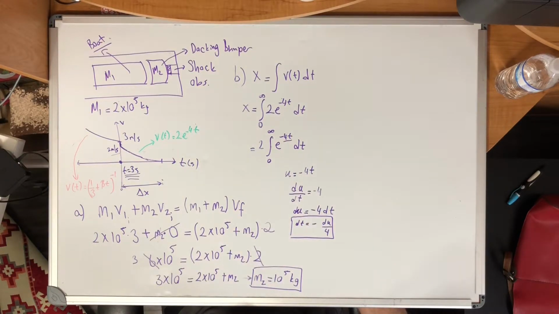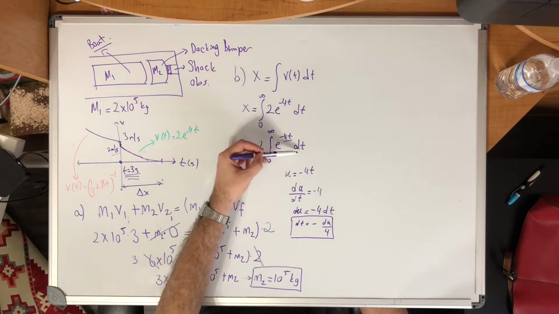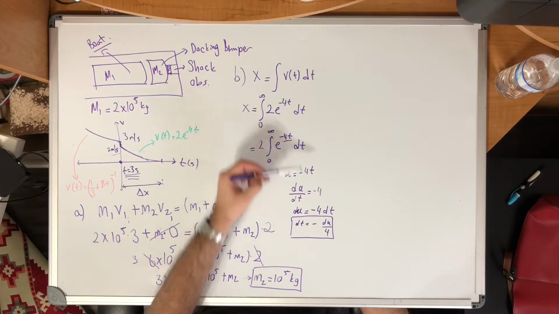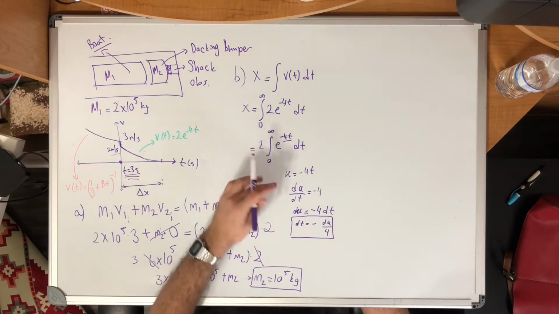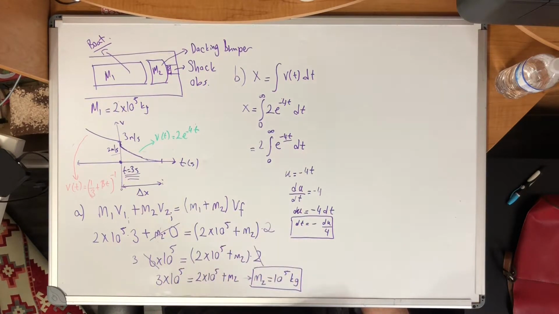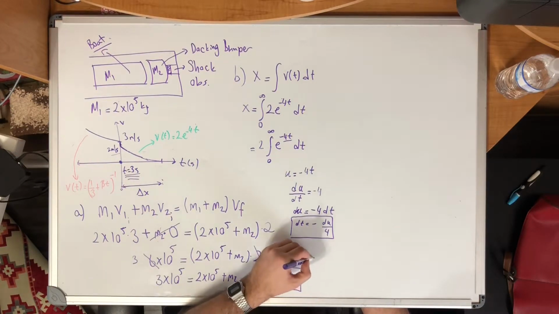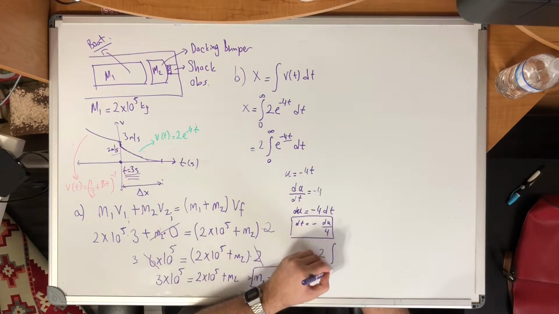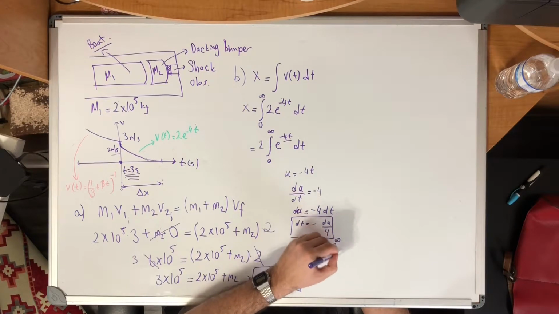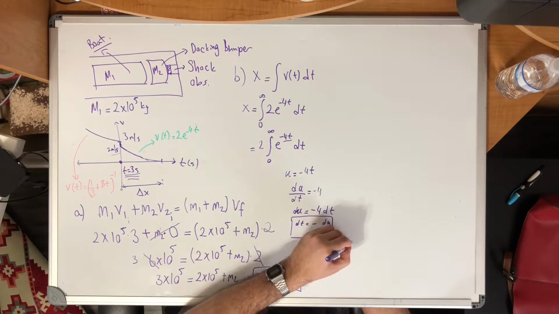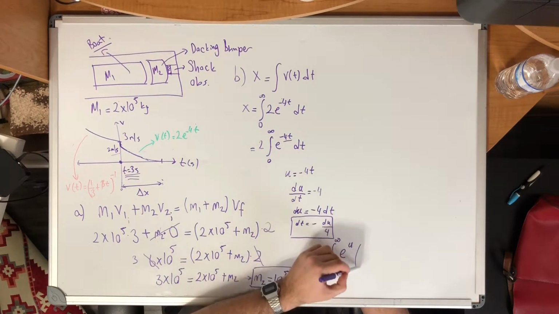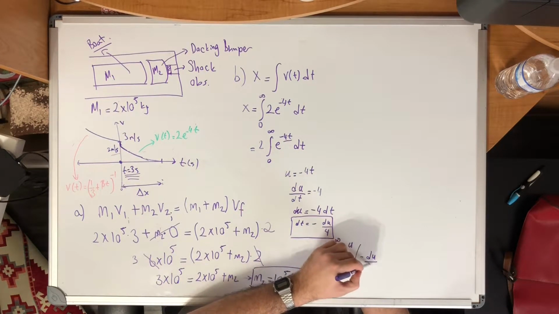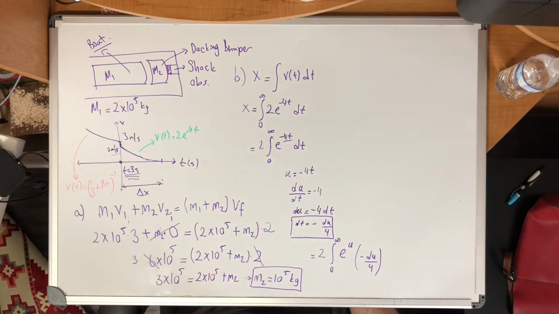Alright, so this is basically dt replaced with negative du over 4. So now let's continue from here. We did the substitution, so our integral will become 2, integral from 0 to infinity, e to the power u. So dt will be replaced with negative du over 4.